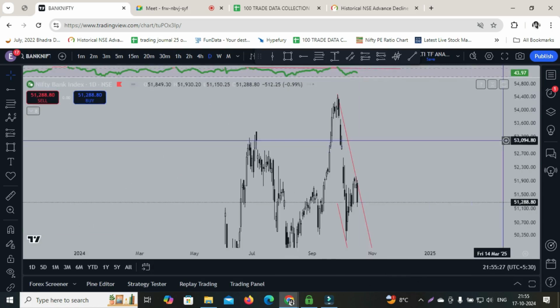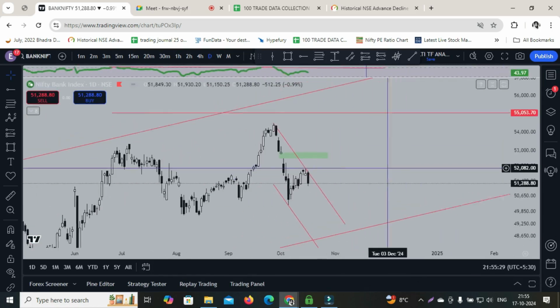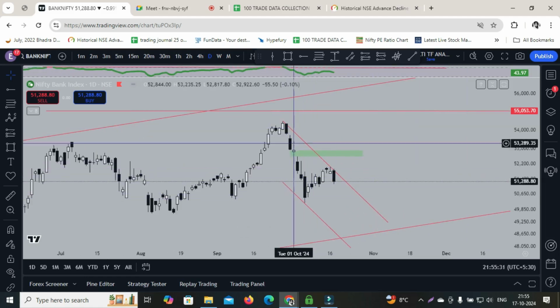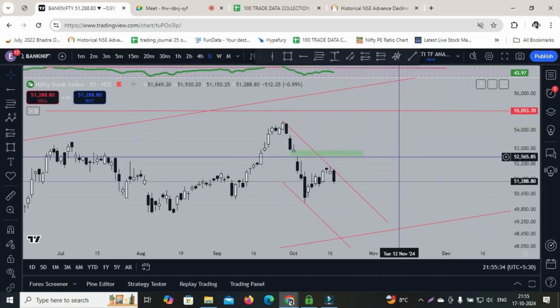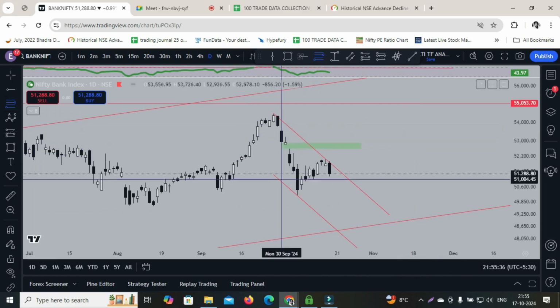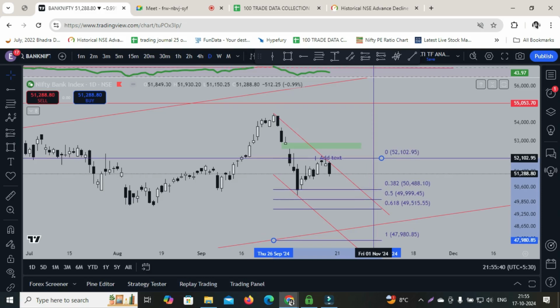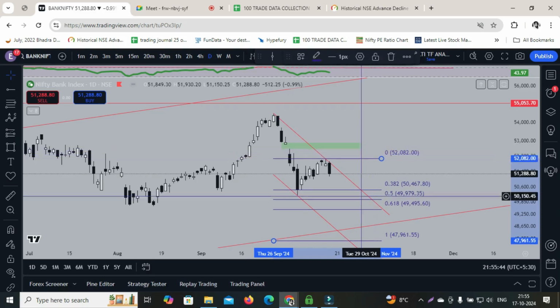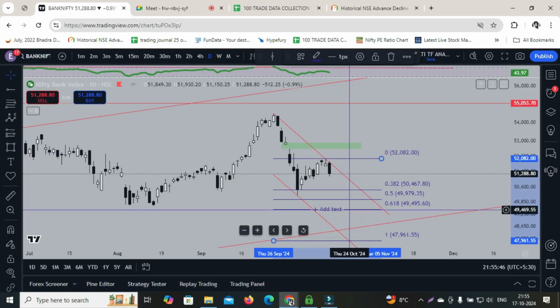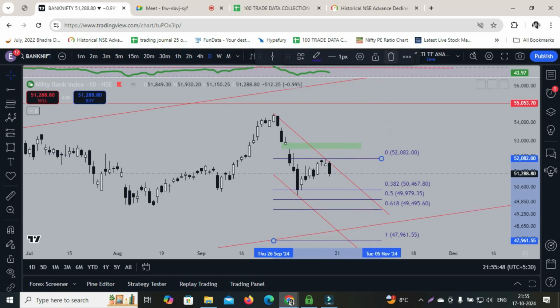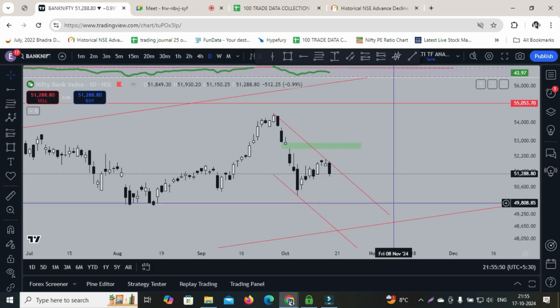Firstly on daily. So this was wave A down, wave B, and now wave C. Again, if we take this principle of equality, it goes very down. It goes to 48,000 levels, but 61.8% is at 49,500. So that is my target, 49,500.